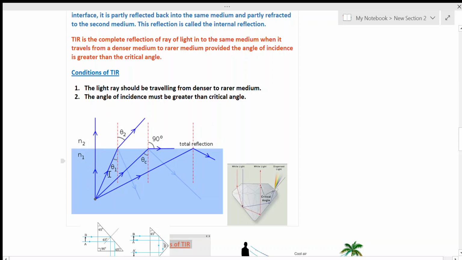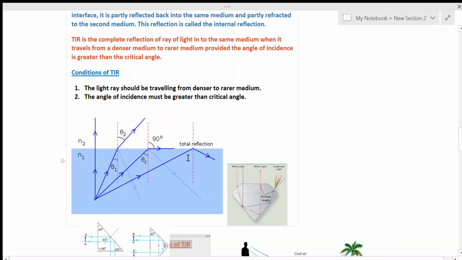In the second path, you can see that the ray is incident at angle theta 1, so it is refracting at an angle theta 2, and a portion of the ray of light is reflecting too. Here the angle of incidence has increased more than theta 1. It is called theta c, that is the critical angle. It is called the critical angle because the angle of refraction in the rarer medium is 90 degrees now.